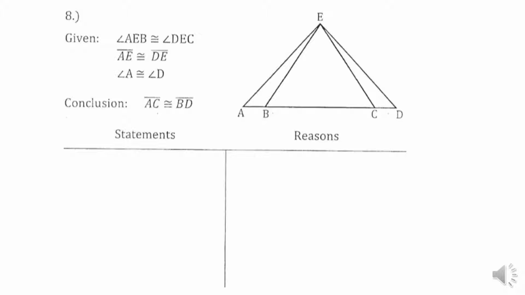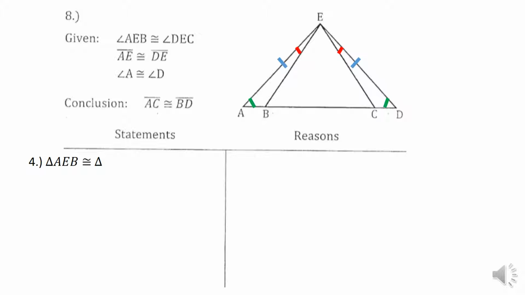We're told that angle AEB is congruent to angle DEC, so let's go ahead and mark that. All right, AEB is congruent to angle DEC. We're also told that segment AE is congruent to segment DE, so let's go ahead and mark that. And then we're told that angle A is congruent to angle D. So we have enough information here to see that these two skinny triangles, one on the left and one on the right, are going to be congruent to each other.